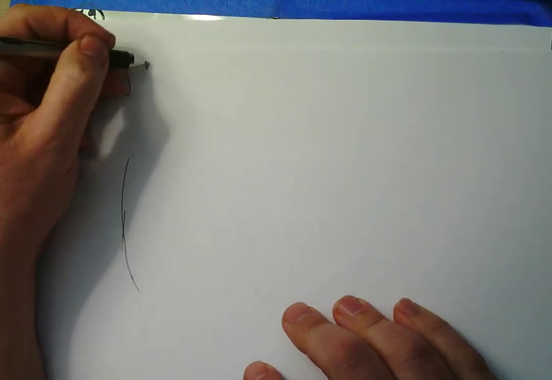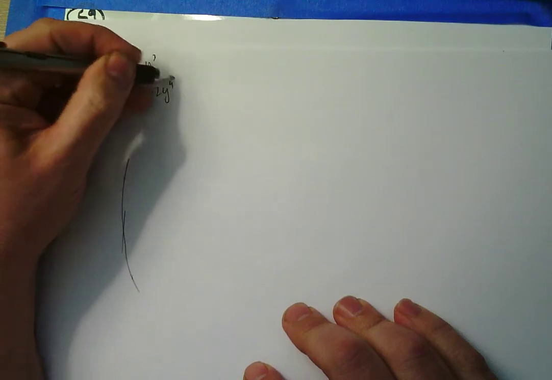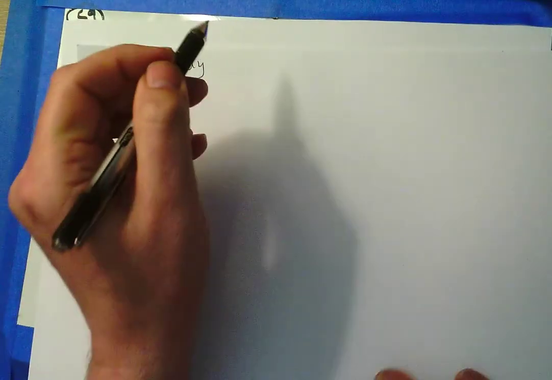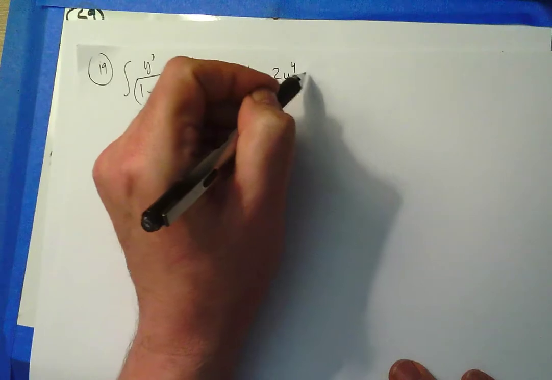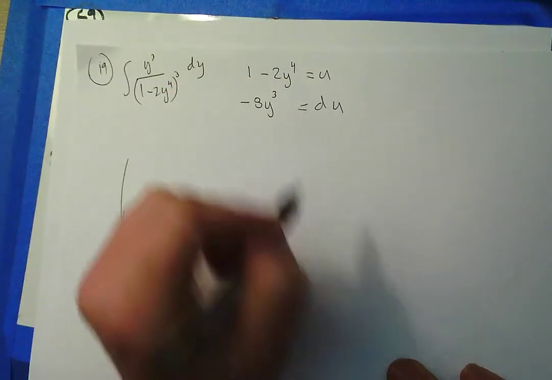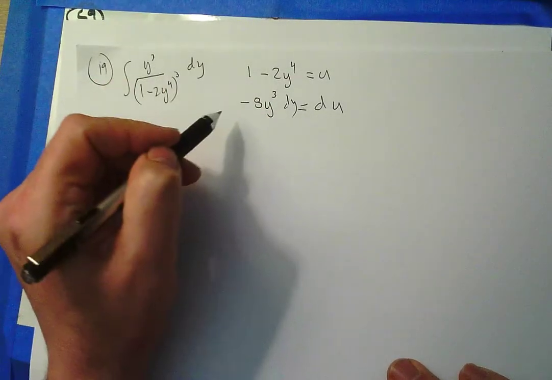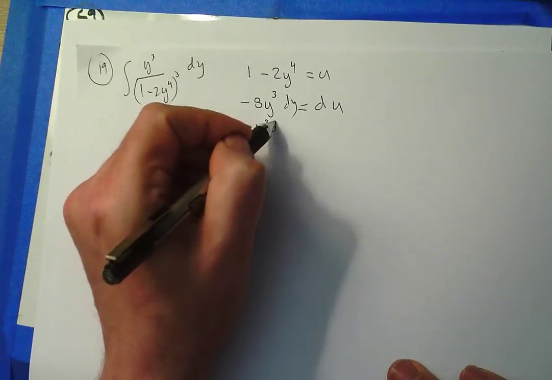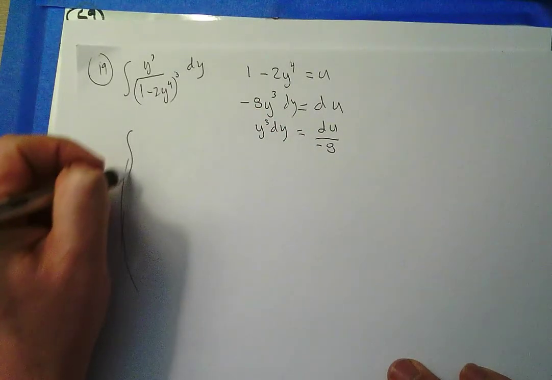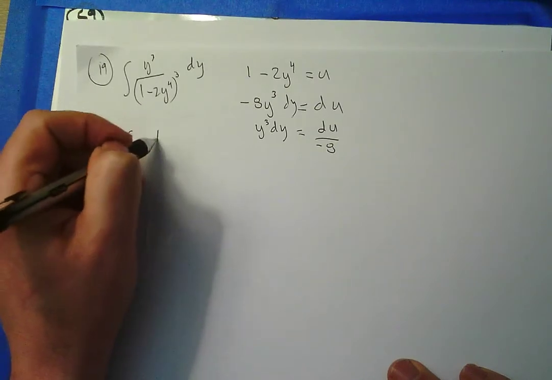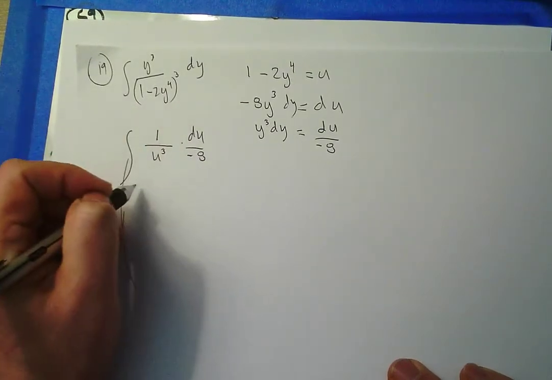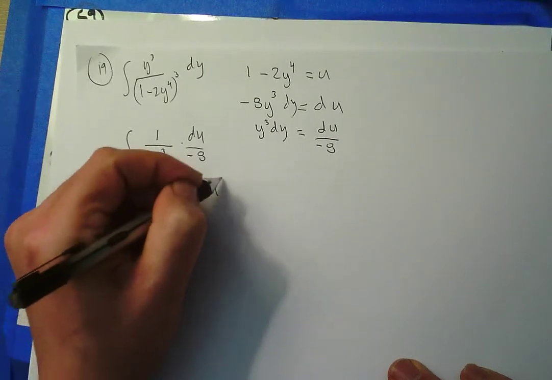19 says the integral of y to the third times (1 minus 2y to the fourth) cubed dy. Well, this is a more reasonable u-sub where we have 1 minus 2y to the fourth as our u. So du will be negative 8y to the third dy. Well, I see a y to the third dy, so to get y to the third dy alone, I need to divide both sides by negative 8. So I can rewrite this then as the integral of 1 over u to the third times du over negative 8, or negative 1/8 integral u to the negative 3 du.